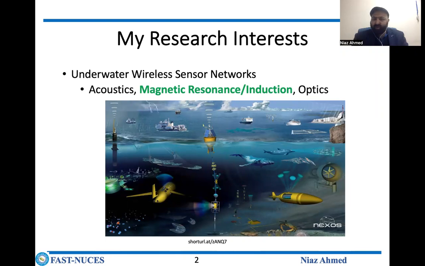So I basically work in underwater wireless sensor networks, and when you talk about underwater wireless sensor networks, there's a huge field. You get monitoring information and communication applications all over there. There are different modes of communication. We will be quickly looking into them during this presentation, but briefly I could share with you that there is acoustic, there's magnetic resonance or induction, and we have optics communication. So mainly my research work revolves around magnetic resonance and induction, which I will be talking about in this presentation.